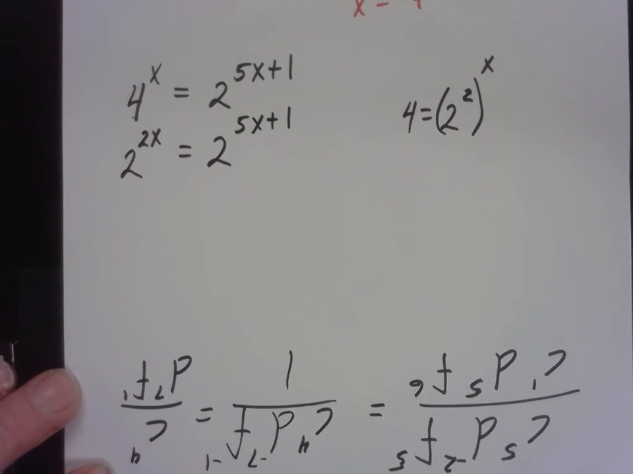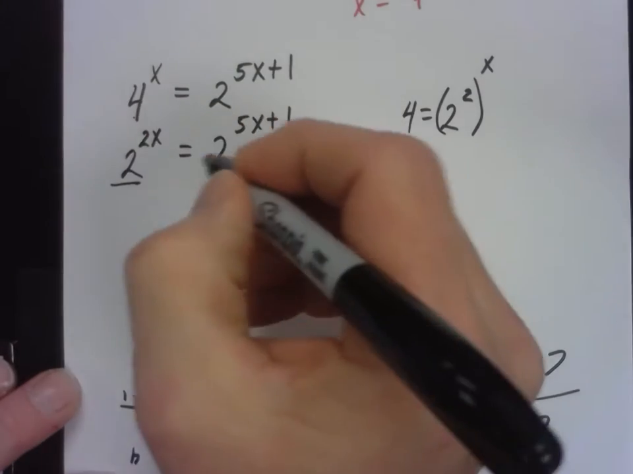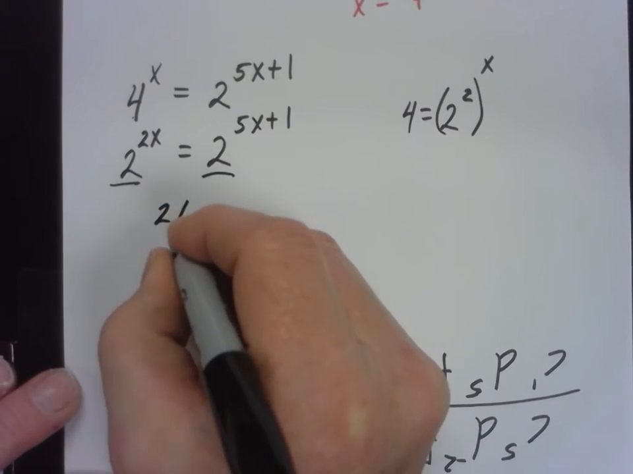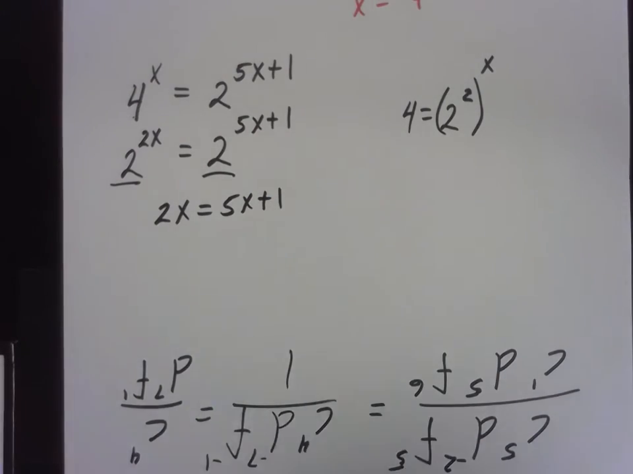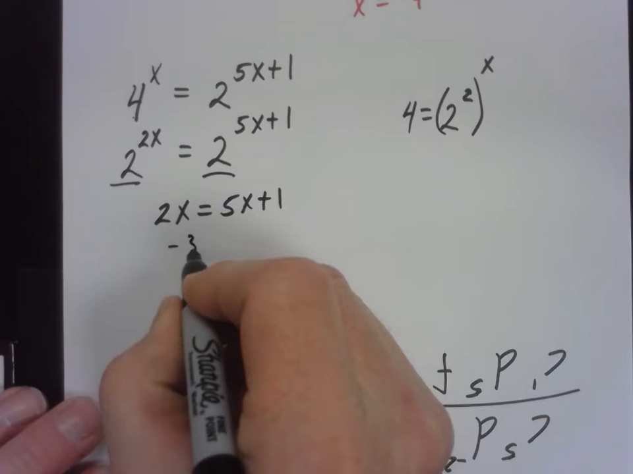Now can we solve this? Yeah. Now it's easy, isn't it? Once we have the bases the same, then we know that 2x has to equal 5x plus 1, and we can solve that and find x, hopefully fairly simply.